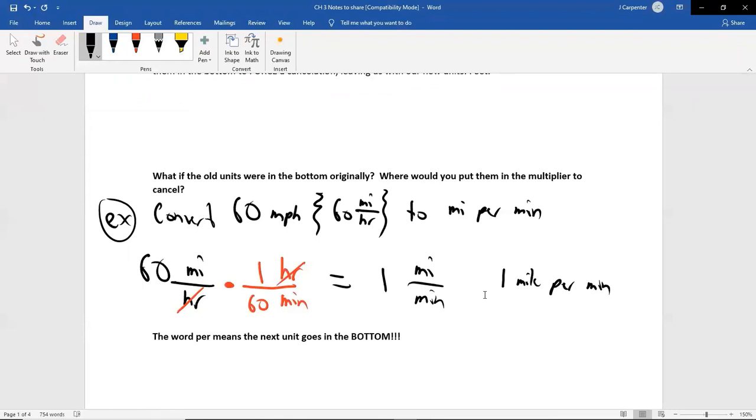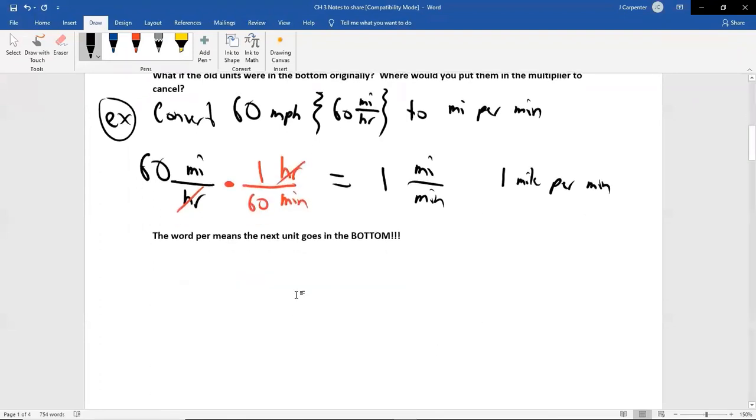It sounds like a load of nonsense, but it is fascinatingly accurate. All right, so this is going to be coming up every now and then. So don't just think it's always going to be canceling units in the top originally. Sometimes the units you need to cancel are going to be in the bottom.